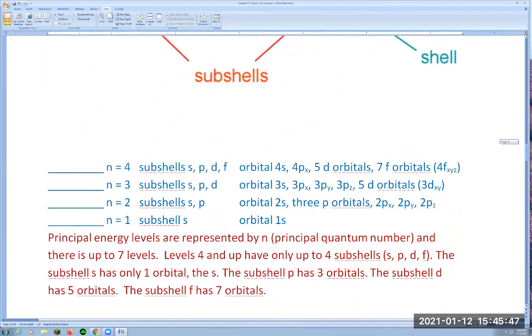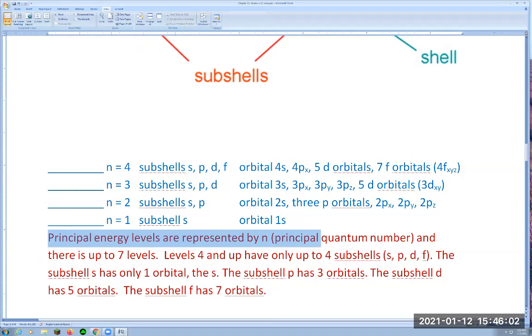Okay, let's go over the way it's organized. So I told you, the first shell is represented by the principal quantum number n. So we call them principal energy levels or shells. They are represented by n, the principal quantum number. And there are up to 7 levels, up to n equals 7. And so in the first shell, there is only one subshell, and that's the S. And in the S subshell, there is only one kind of orbital, and that's the 1s here.